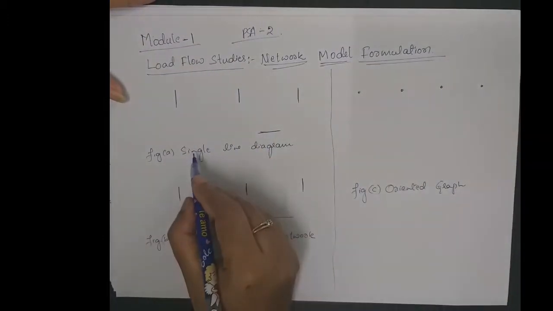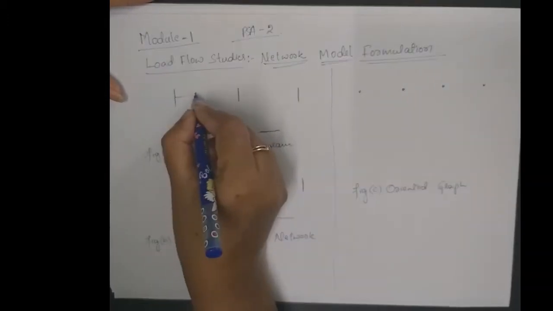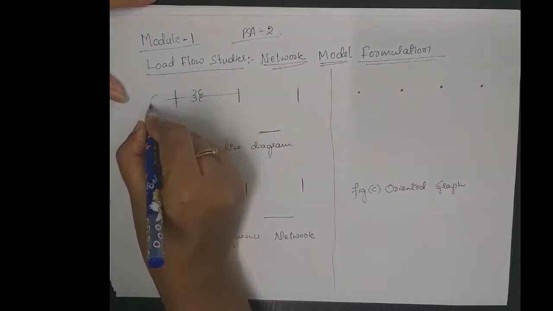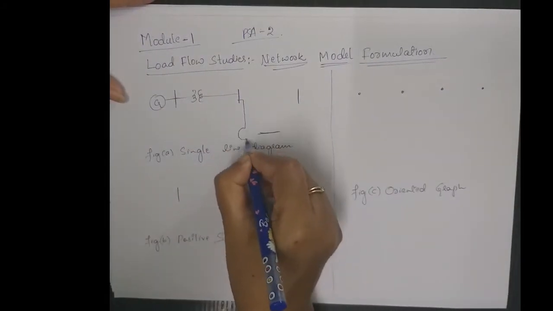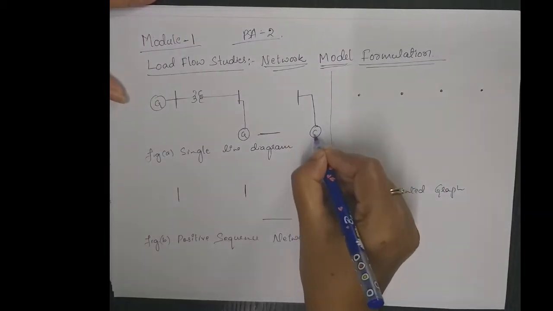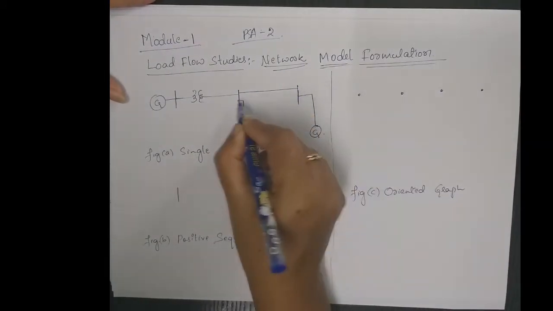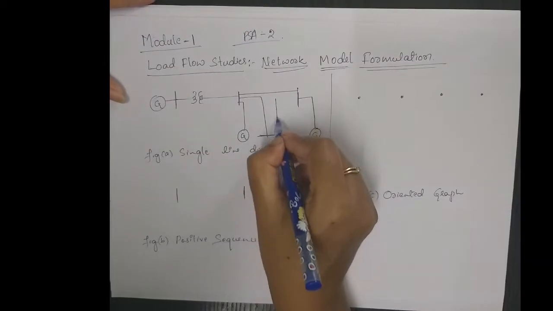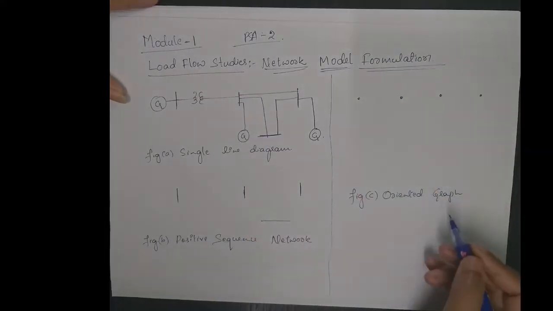So let us consider the given single line diagram is like this. Here it has one transformer and 3 generators, one generator connected here, another generator connected here, and one more generator connected here, and the transmission lines are connected from this bus to this bus, and from this bus to this bus again. So this is the single line diagram given.